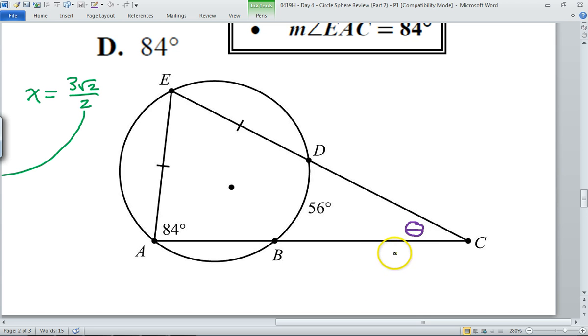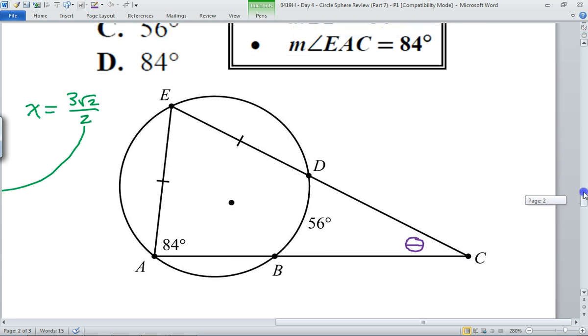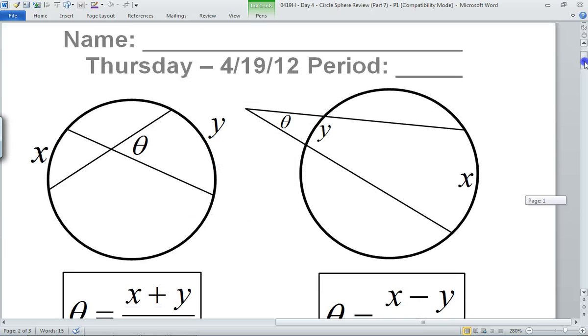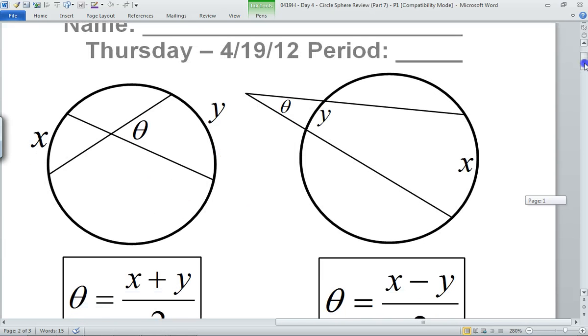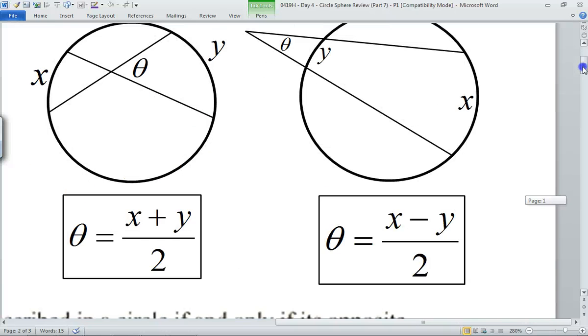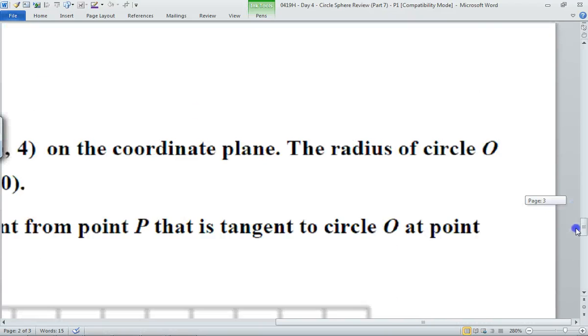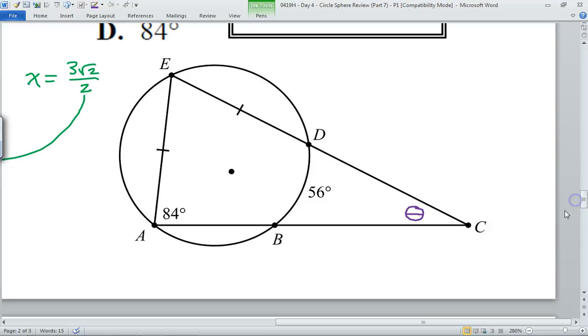Remember those formulas at the top of your paper at the front. Which one of those 4 situations am I in? Can everybody see I'm in the 4th situation? My angle is outside the circle. So I'm about to do angle equals arc minus arc divided by 2. That's what I need to do now. Got it?